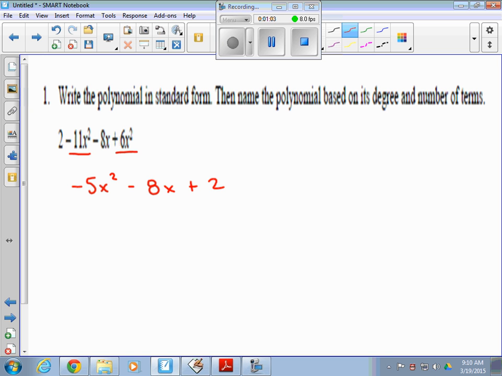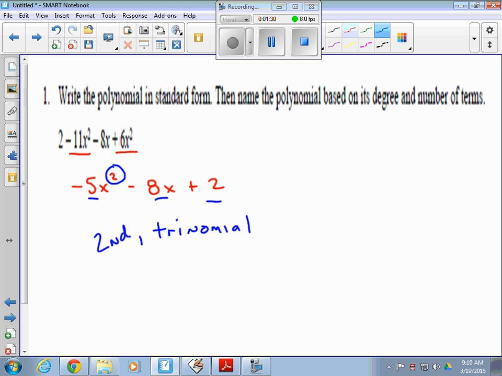So it says then name it based on its degree. We know that it's whatever this is, so it would be the second degree. And then name it based on how many terms it has. It has one term, two terms, three terms, so we'd call this a trinomial. So when you see that nomial part, you don't freak out. We've been just abbreviating it as tri.